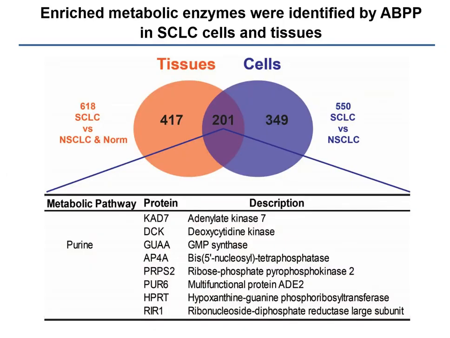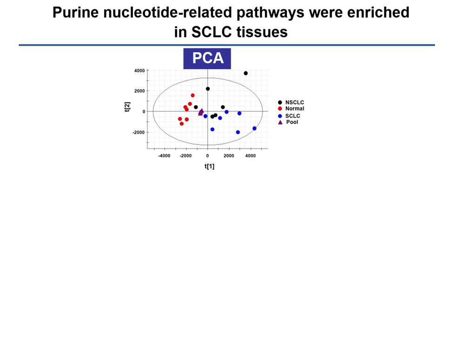So this Venn diagram indicates the highly expressed proteins identified in both small cell lung cancer tissues and small cell lung cancer cells. In the overlap, there are 201 proteins identified in both the small cell lung cancer tissue and the cells. Of them, there are enzymes related to the purine pathways.